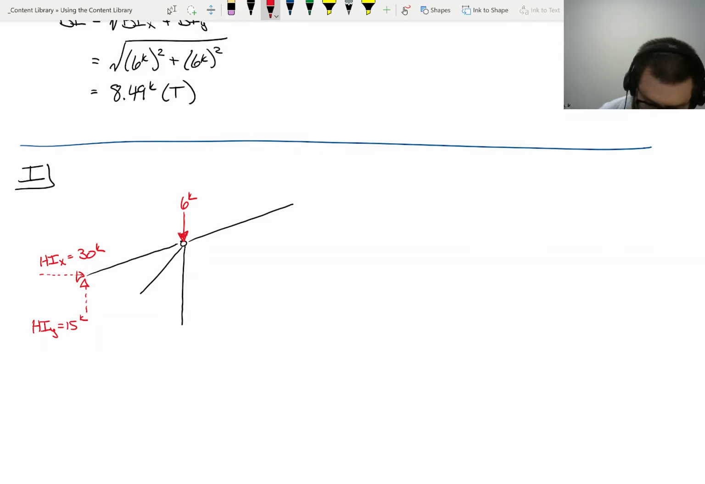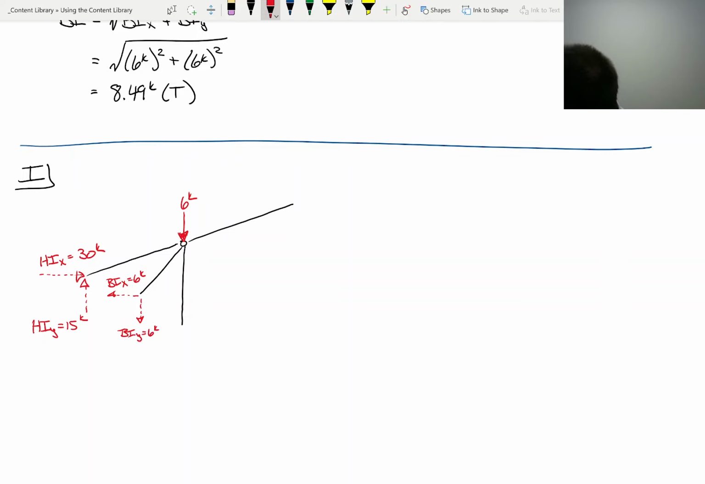Okay, now this diagonal here, that's going to be, I believe, BI. And BI is in tension. And this is 6 kips, BIY, 6 kips. Okay, let me redo that a bit. And I'm going to move that over. Yeah, want to give myself some room.